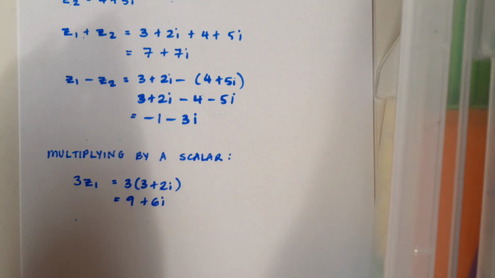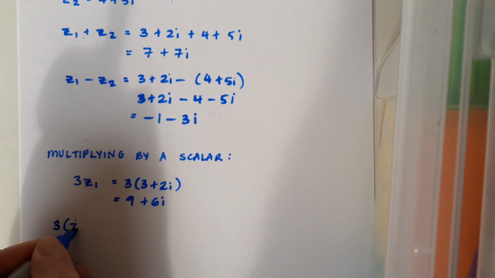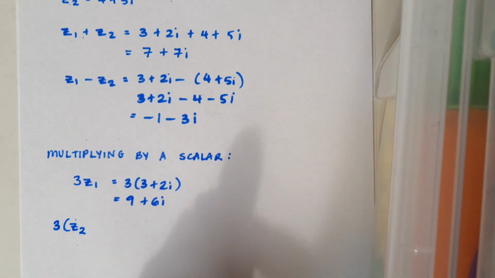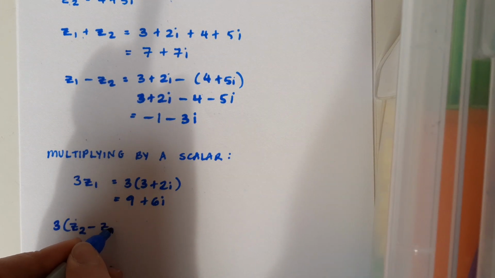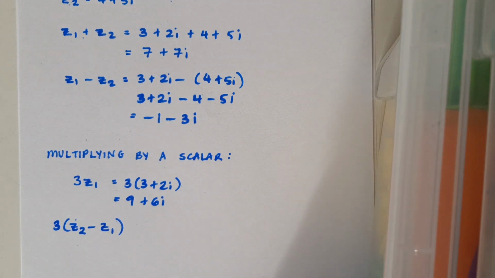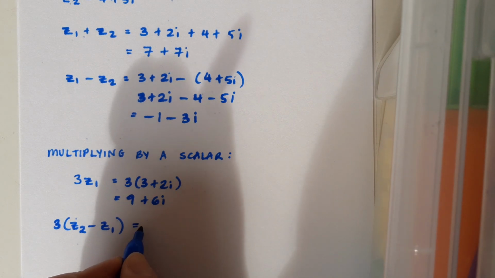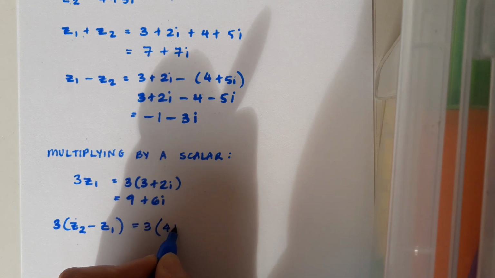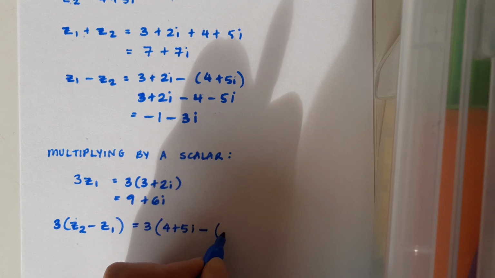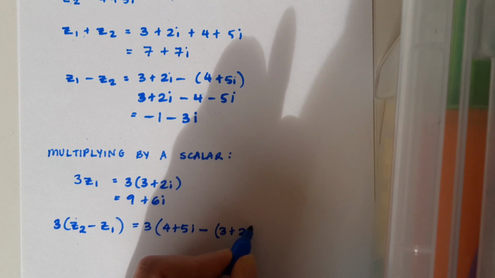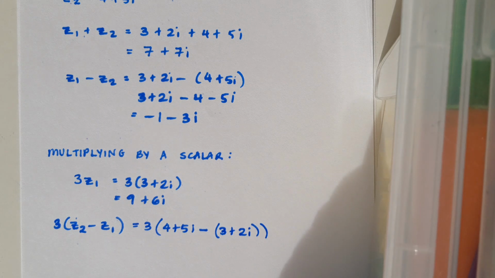Or I could do something that was a little bit longer, but still pretty fairly straightforward, which is like, for example, 3 times z2 minus z1. And just maybe pause the video for a second and see if you can manage to do this one yourself, and then unpause and check and see if you're correct. So in this case, that will be 3 by 4 plus 5i minus 3 plus 2i. Again, just making sure to put in all your brackets appropriately.